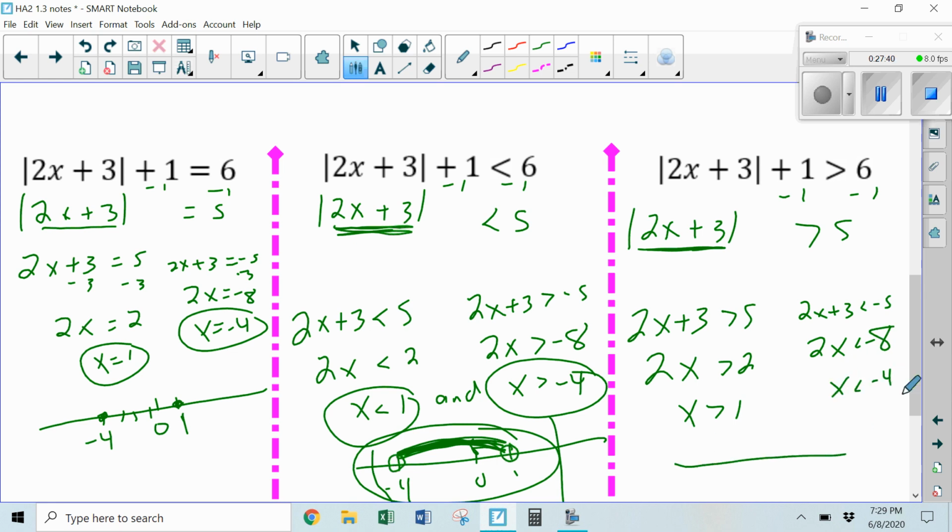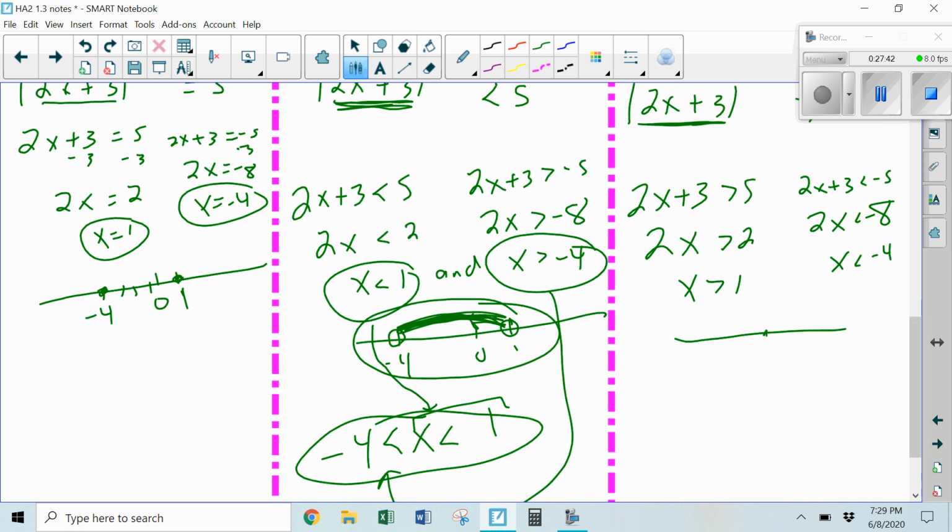Now my number line for my final answer. It says x is greater than 1, so anything bigger than 1. X is less than -4. These numbers are numbers less than. Because these are two separate statements, it's an or statement, then you should be writing it separately, not into one continuous statement. Put the word or in there.